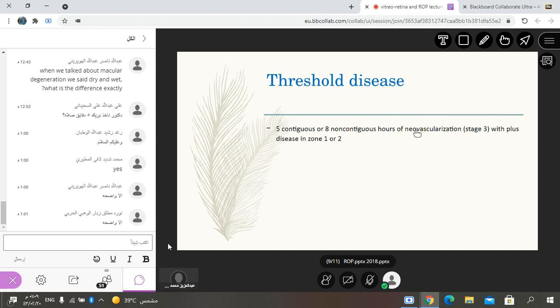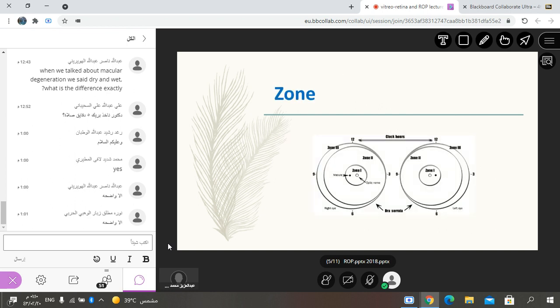To disassemble this nomenclature, we need to go back and see what we meant by the zone. The 5 contiguous or 8 non-contiguous, this is the clock hours. Neovascularization, this is the stage. Plus disease, this is an addition. And in zone 1 or zone 2. 5 or 8 is included with the zone. Now we'll go through it.